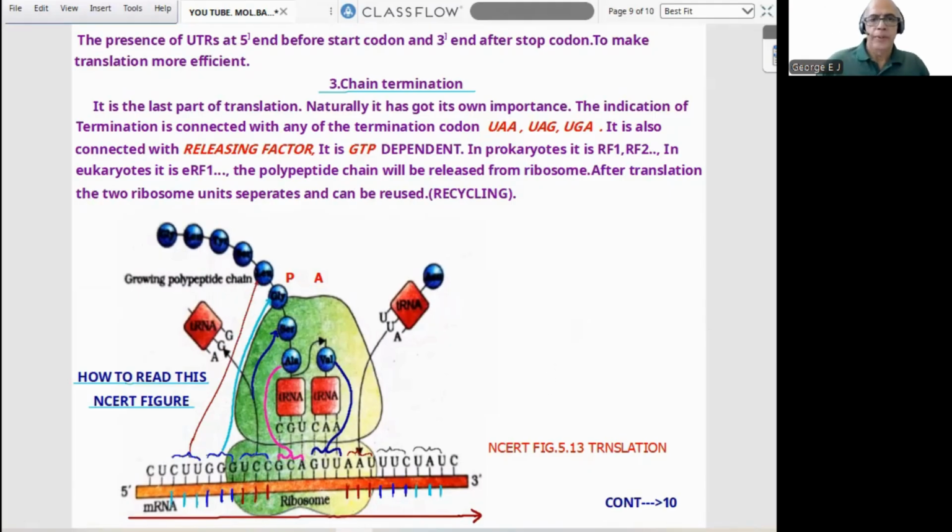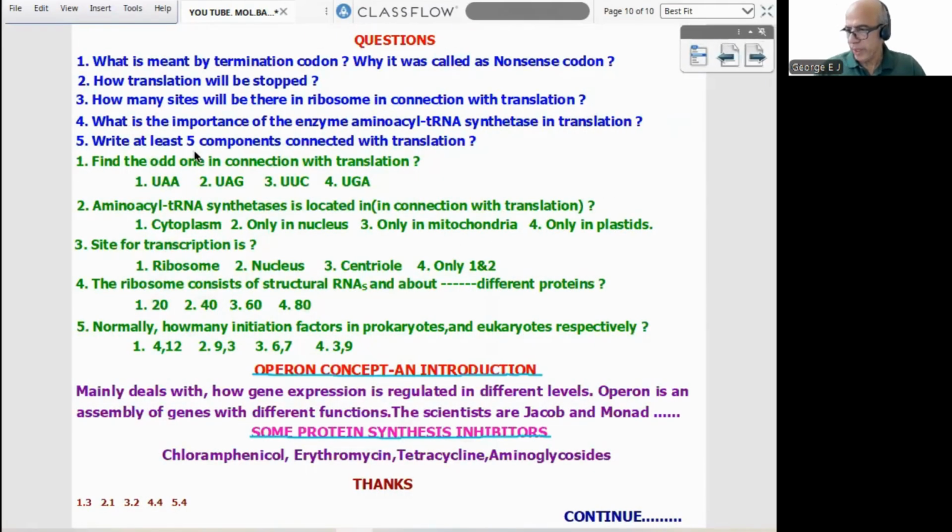Okay. Now we can proceed to the next page where we can find 5 theory questions, 5 NEET model questions with a key. But 2 more items you have to discuss there. See, Operon concept introduction. So what is meant by Operon? Who invented, who developed it? What is the purpose? The detailed study is in the next episode. Operon concept introduction mainly deals with how gene expression is regulated at different levels. Operon is an assembly of genes with different functions. Scientists were Jacob and Monod.